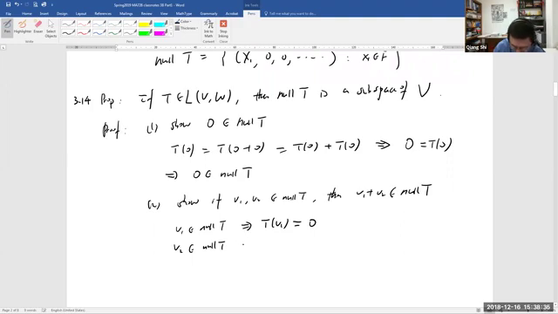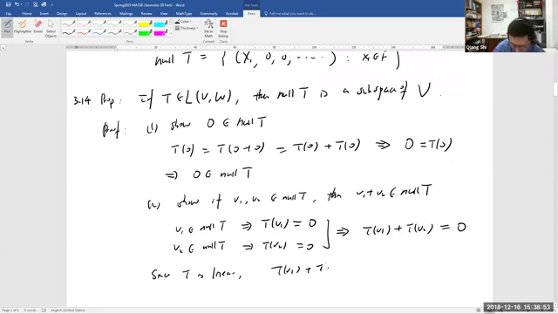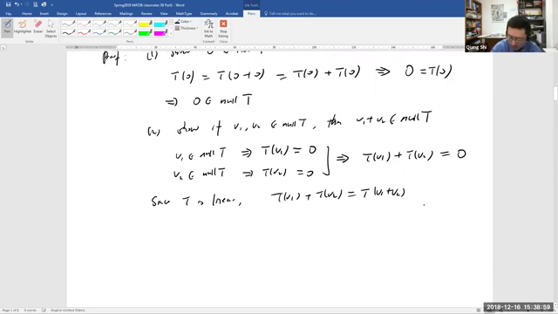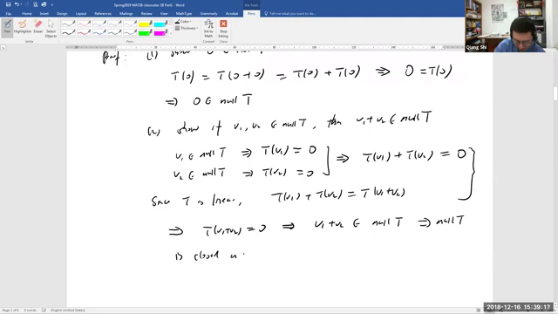All right, so if we have v2 in null T, that means T of v2 is equal to 0. So you add them together, you get T of v1 plus T of v2 is still equal to 0. However, since T is linear, T of v1 plus T of v2 is the same as T of v1 plus v2. Then from here, what we imply is T of v1 plus v2 is equal to 0. So this tells us v1 plus v2 belongs to null T. All right. So this tells us this subspace is closed under addition.